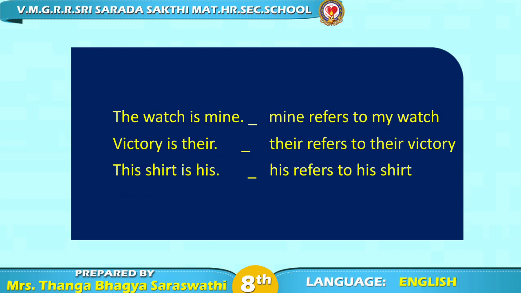Next one: the watch is mine. Here mine refers to my watch. Victory is theirs. Here theirs refers to their victory. This shirt is his. So here his refers to his shirt. So these are the words that refer to the possessive things.